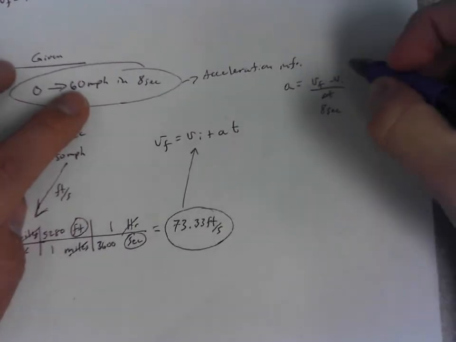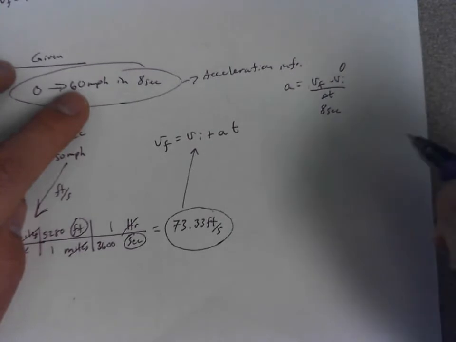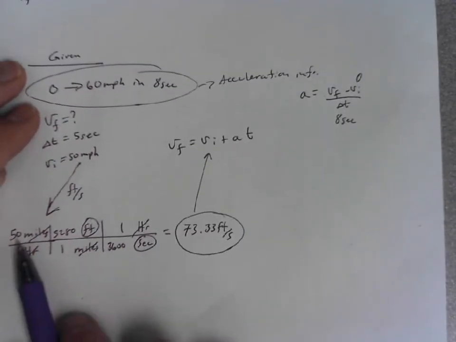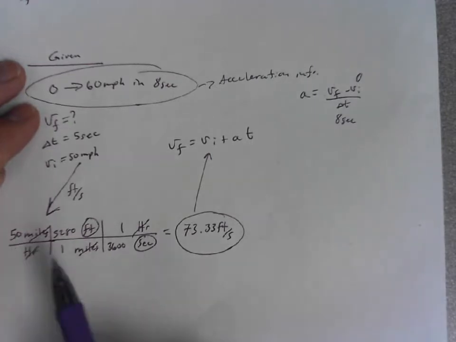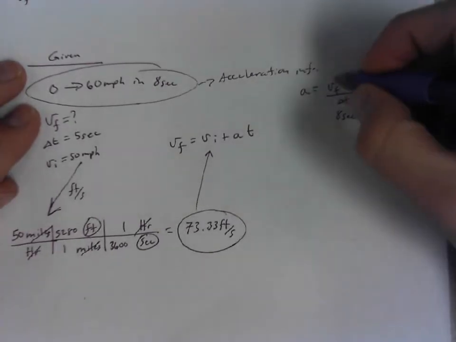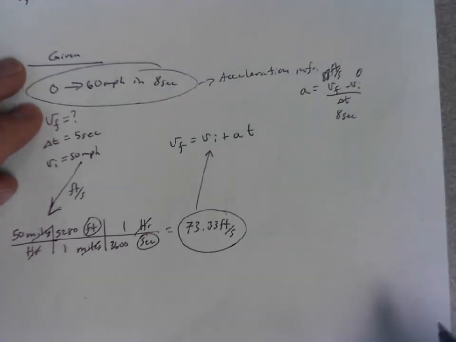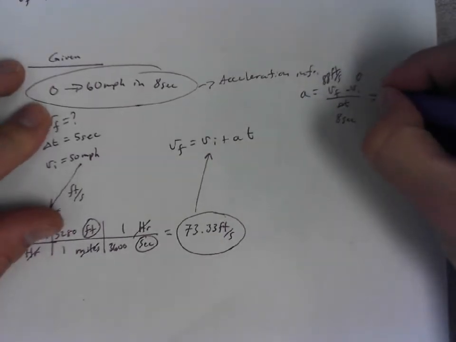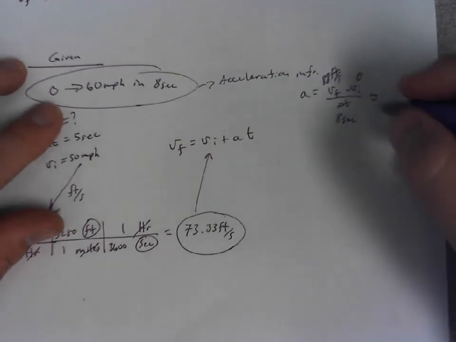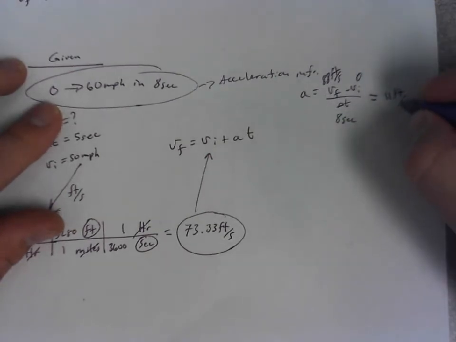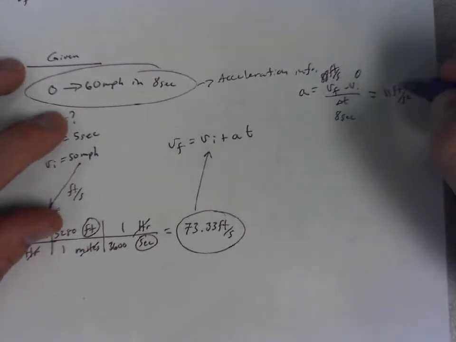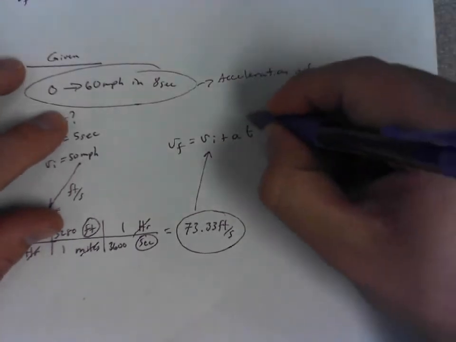Okay, now my initial velocity, that's easy. That's just 0. So using the same conversion I do right here, except I use 60 instead of the 50 that's right there, I get a value of 88 feet per second for my v final on that equation. Plug that in, and you get a value of 11 feet per second squared. Okay, that goes in for that.